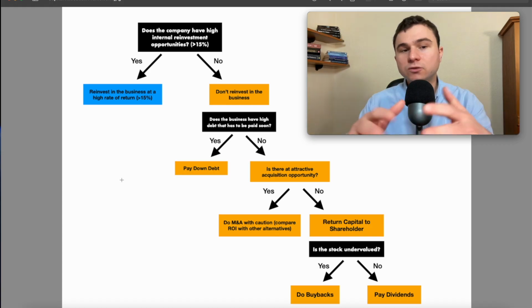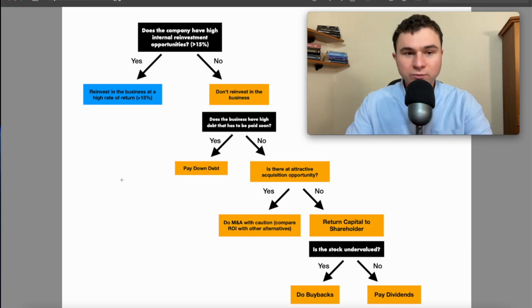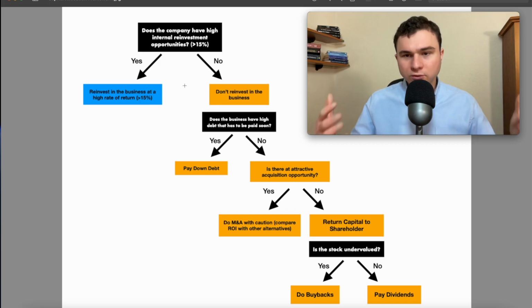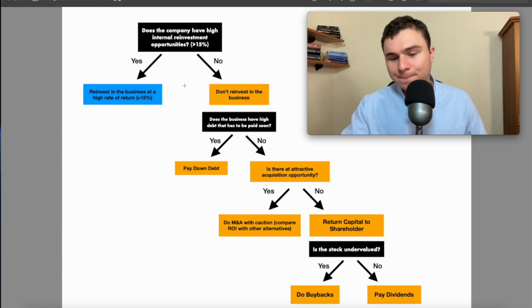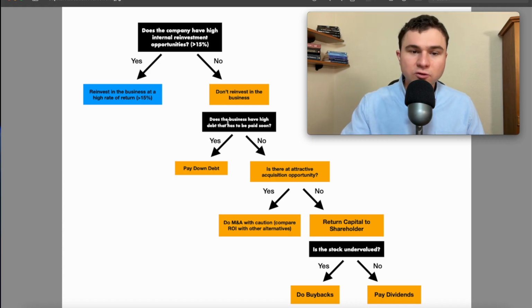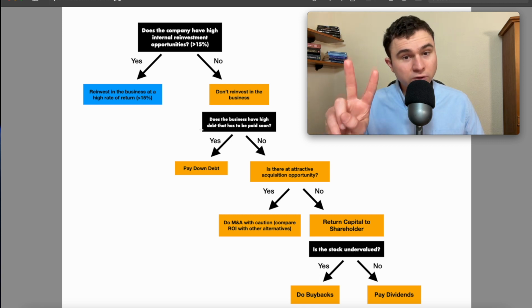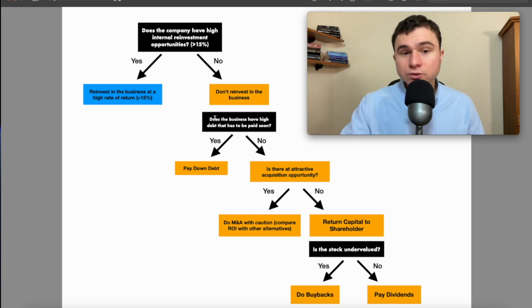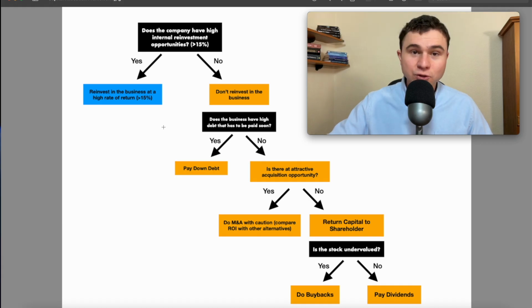In case you don't have a ROIC superior to 15%, in case you don't have internal reinvestment opportunities that can generate 15% return on investment, the recommendation here is to not invest in the business. And you ask the second question: do you have debt? Does the company have high debt that has to be paid soon? Sometimes you have maturities that are due. Sometimes you have to pay your debt in the coming months. So you have to use the cash to pay off the debt.